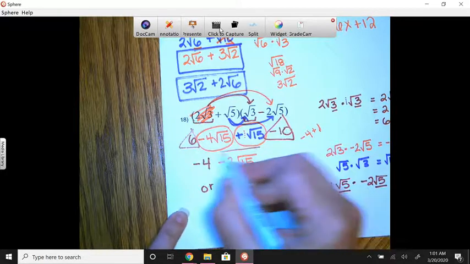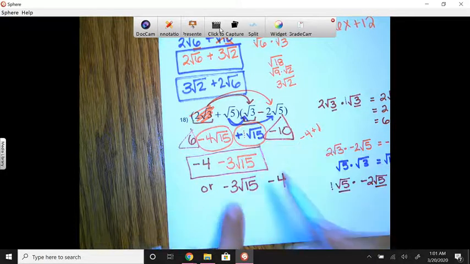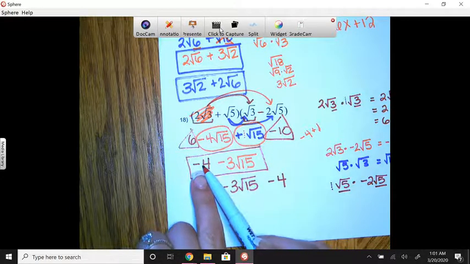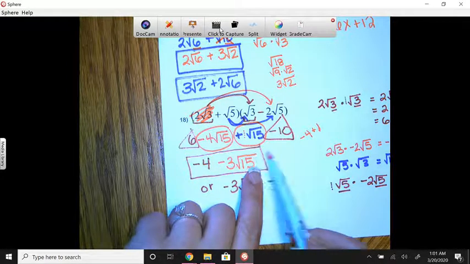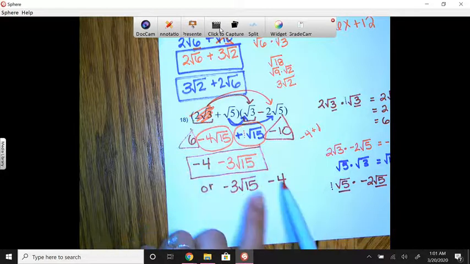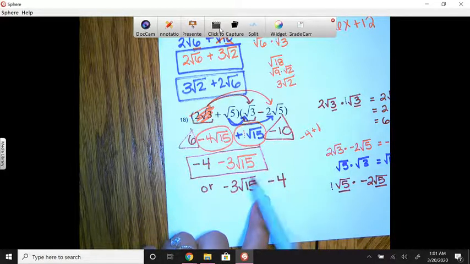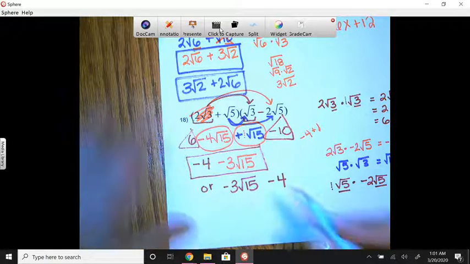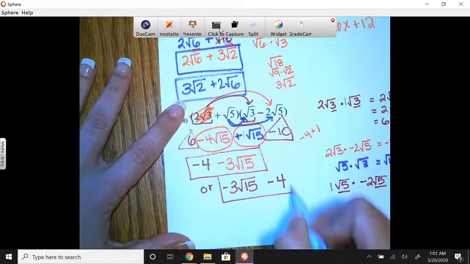This is my favorite, because when you're typing this in, if you're doing online homework, if the negative 4 goes first, it doesn't accidentally get stuck inside this radical. So this negative 4 is not in the radical, so sometimes when people write it second, it gets mistaken for being in the radical. So either one of these is fine.